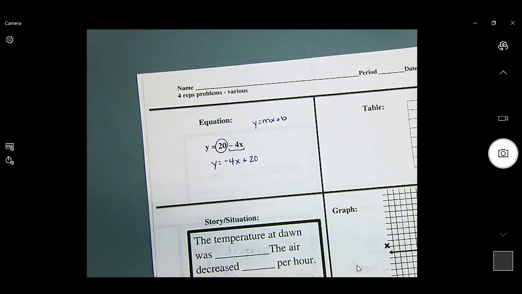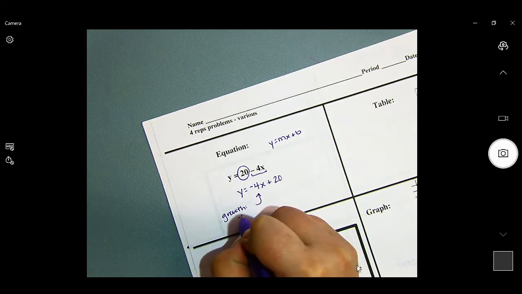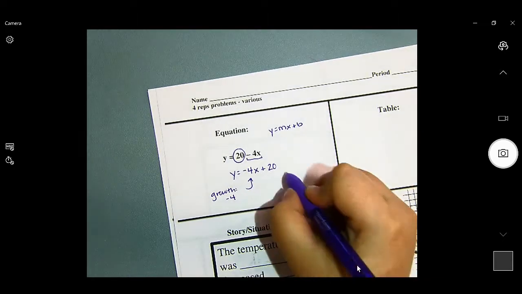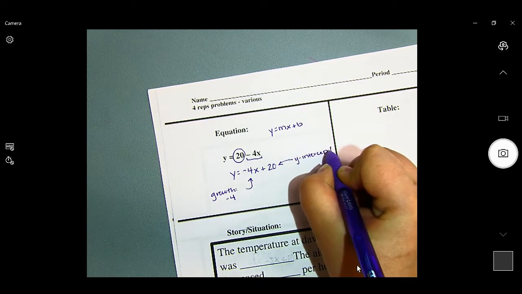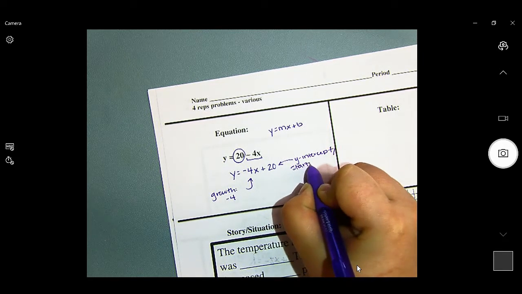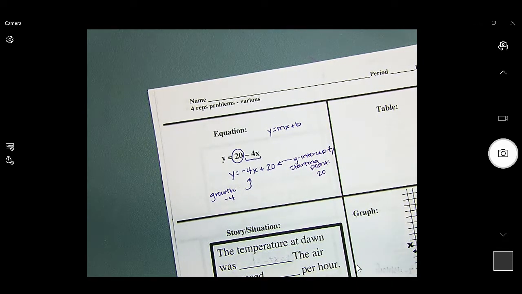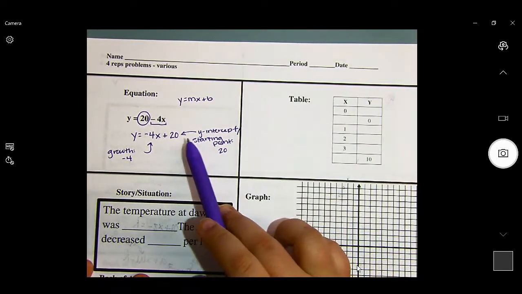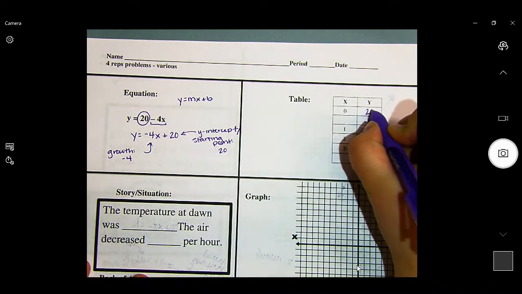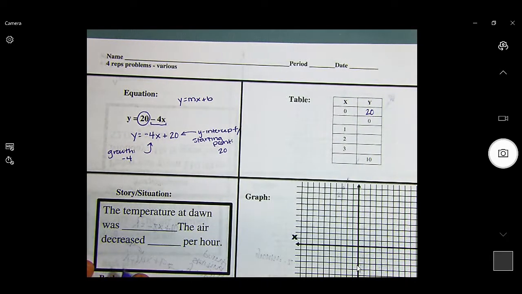So if I break down this equation, this tells me that my growth is -4. It also tells me that my y-intercept, or starting point, is at 20. All right, so if I go to my table, I know that when x is 0, y needs to be 20 because that's my y-intercept. And I know that I'm going down by 4 each time.